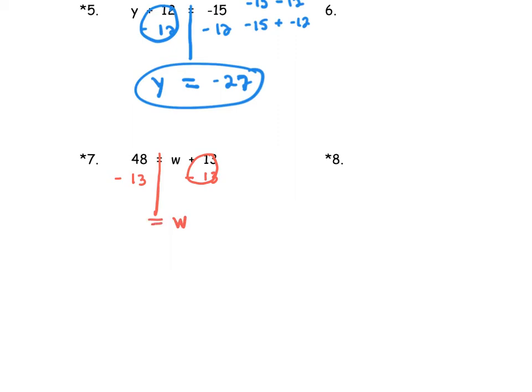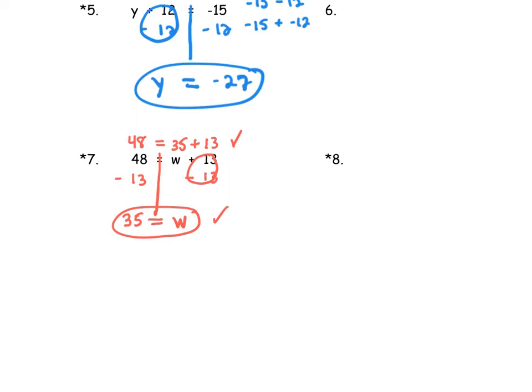I bring down the equal, and 48 minus 13 would be 35. So hopefully this is the solution. And just like the other problems, we find the variable, which again is on the right-hand side. I'm going to replace it with the number 35. That's what we think the solution is. I'm going to add 13, and I want to know if that equals 48. And it does. So we know it's the correct solution.